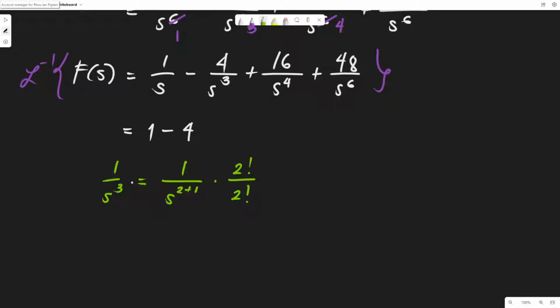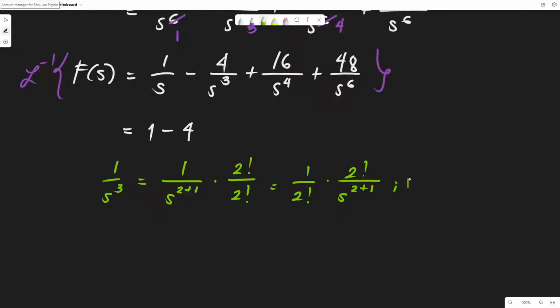Okay, bakit? Pwede nyo kasing i-rewrite to as 1 over 2 factorial multiplied to 2 factorial over s raised to 2 plus 1, which gives us the form of the Laplace transform of t raised to n. Para makuha natin yung format. Kasi kapag hindi natin nakuha yung format, hindi natin siya pwedeng gamitan ng table. Okay? So 1 over s cube is equal to 1 over 2 factorial or 1 half, times 2 over s raised to 2 plus 1.